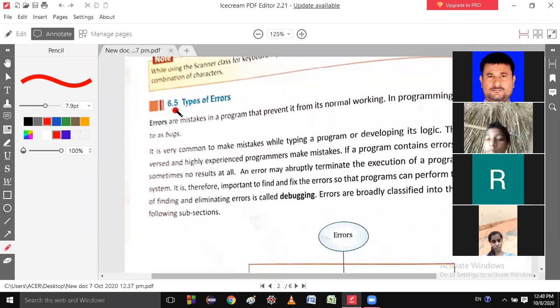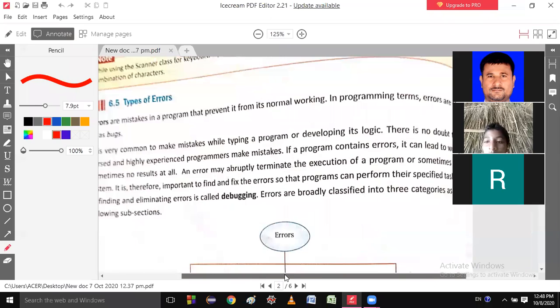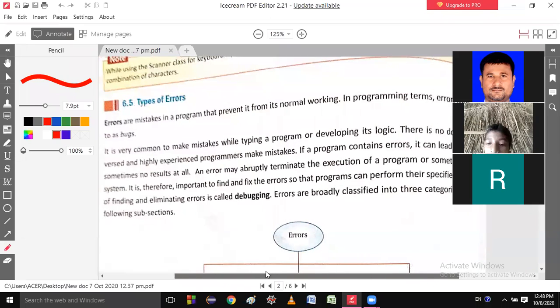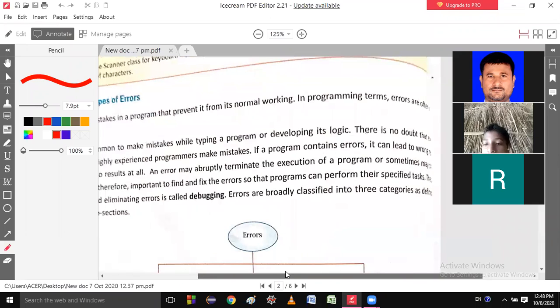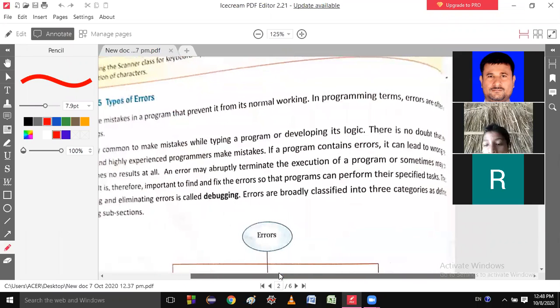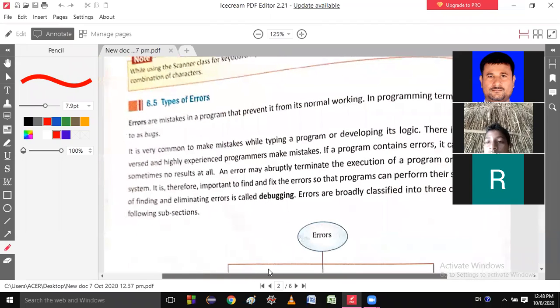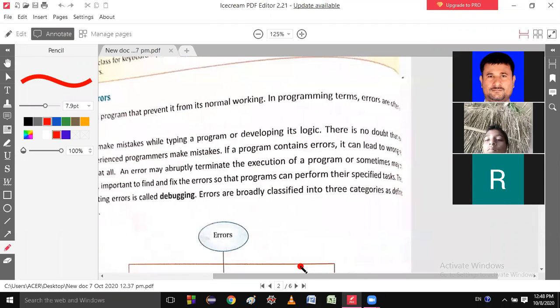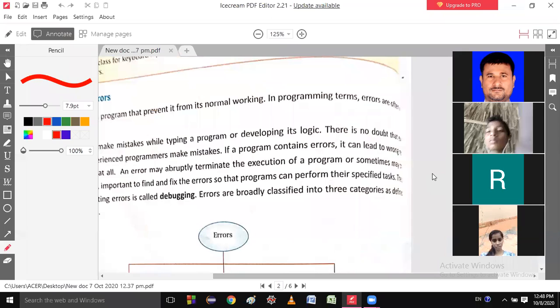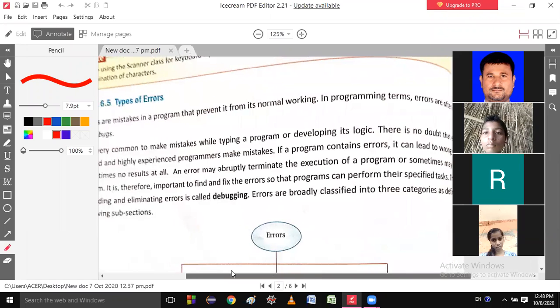Okay, the topic is types of error. This is a very simple topic. Types of error. So students, basically in Java, not only in Java, in every programming language, the mistakes which we do, that is called a bug. In programming, in the development language, we call it a bug. Okay, so the same thing is written.